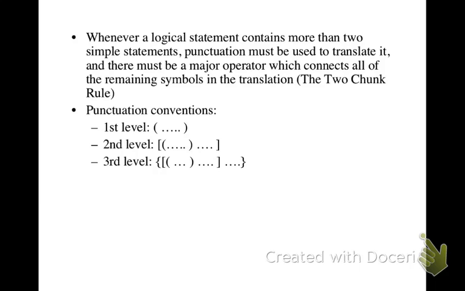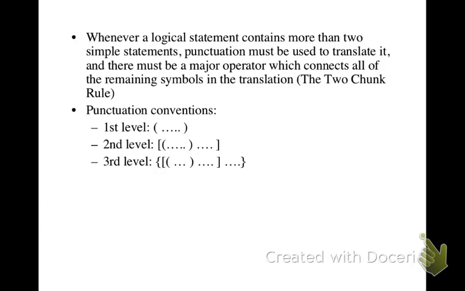So if we need more than one set of punctuation marks in order to correctly separate everything so that everything follows the two-chunk rule, we'll use the square brackets. If we need more punctuation beyond that, we'll use braces. These all mean exactly the same thing. They just separate things into chunks. The reason for the different levels is it just makes it more readable.